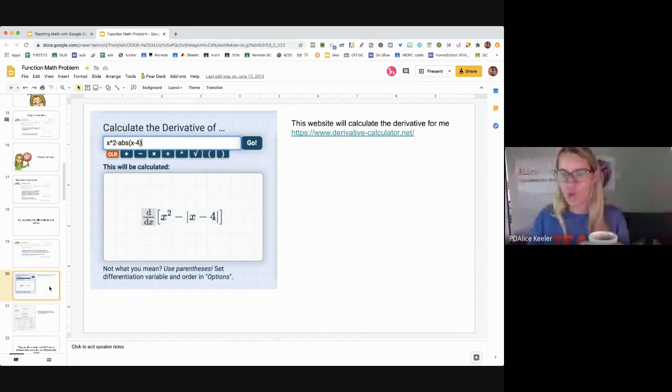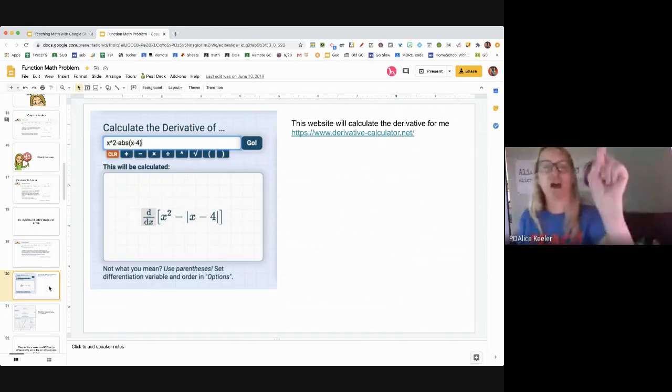We lose the forest for the trees. The kids spend all day calculating instead of spending all day thinking. Forget that. Take a screenshot. Tell me what the tool is. Link to it.